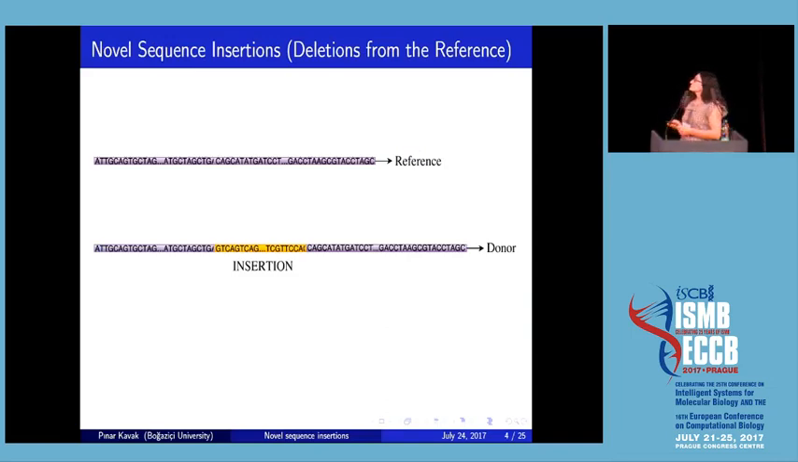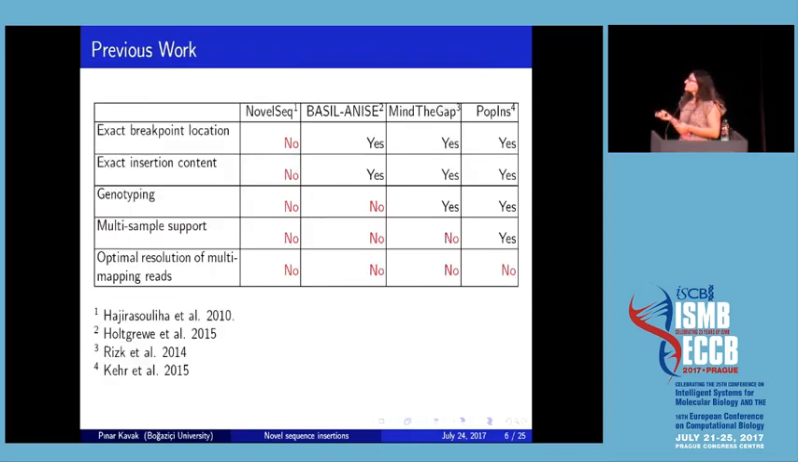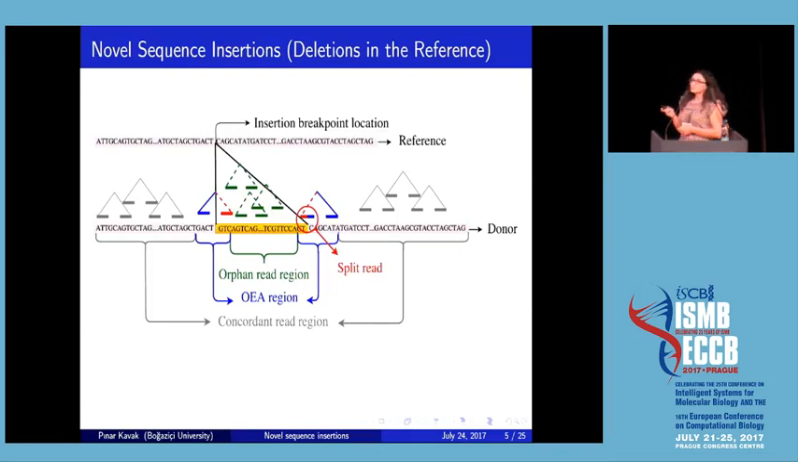Here is how an insertion sequence looks. This is the reference sequence, and this is the donor genome with the insertion sequence. If we map the paired-end reads of the donor genome to the reference genome, this is how they look. We have 4 categories of reads. Concordant reads, where both ends of the reads map to the reference genome, and the orientation of the reads and the insert size between the reads are as expected. Discordant reads, where again both ends of the reads map to the reference, but the orientation and the insert size are not as expected. Orphan reads, where none of the ends map to the reference, and one-end anchor reads, where only one end maps and the other doesn't. For our purposes, we are going to use only orphans, one-end anchors, and concordant reads.